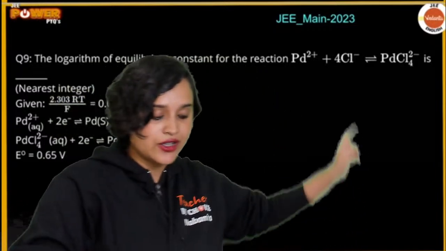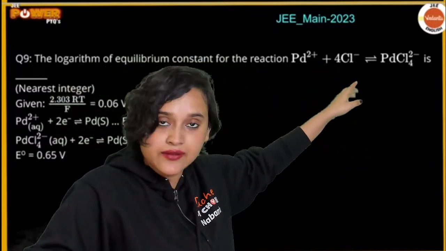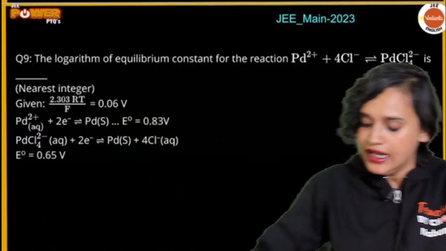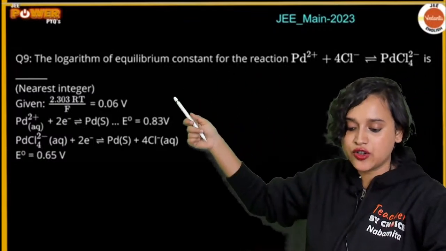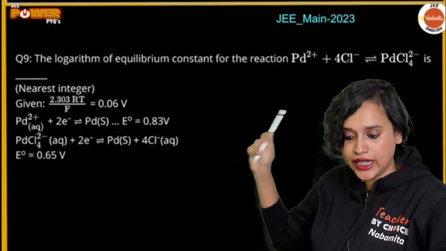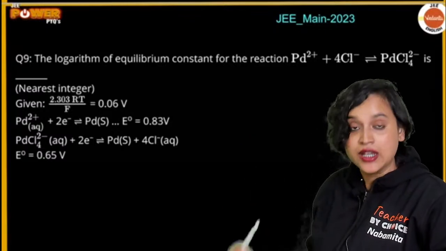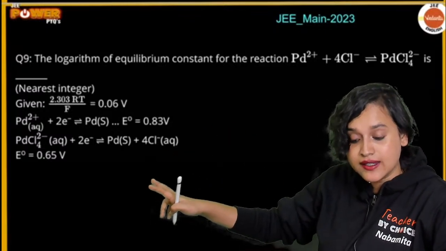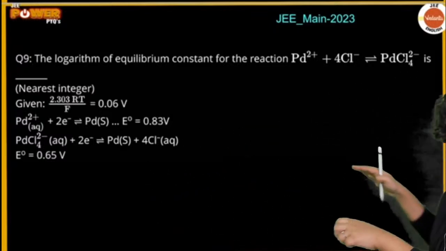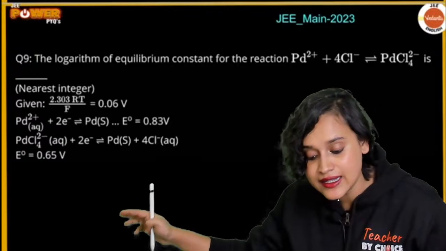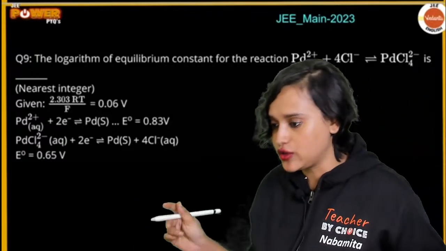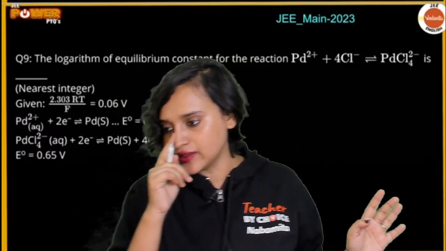Yes, what is given to you? 2.303 RT divided by F is given to you as 0.06 volt. And Pd2 plus plus 2 electron gives you Pd solid. For this case, the E naught value is 0.83 volt. That is given to you. Now PdCl4 2 minus in aqueous plus 2 electron forms Pd solid plus 4Cl minus. And in this case, the E naught value is 0.65 volt. So certain things are given to you.